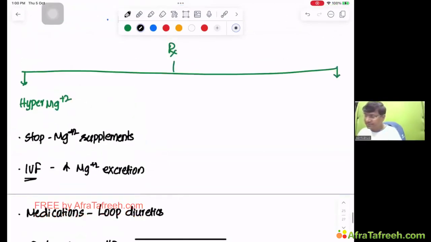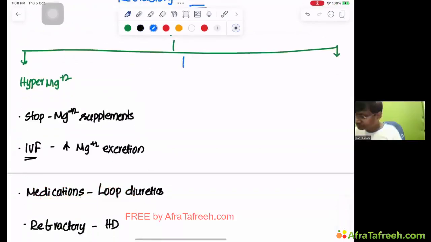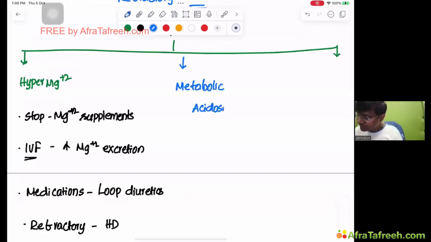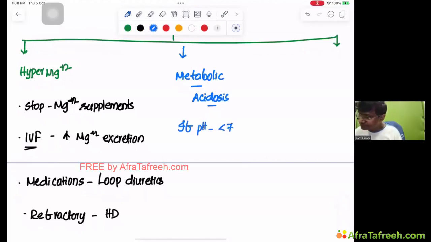Then followed by that, these patients are also having metabolic acidosis. So how do you treat this metabolic acidosis? Suppose the pH is low because of metabolic acidosis, what will be the clinical features because of metabolic acidosis? Anyone of you?